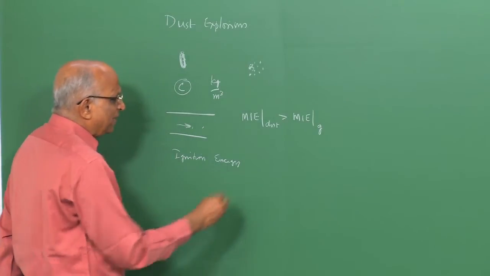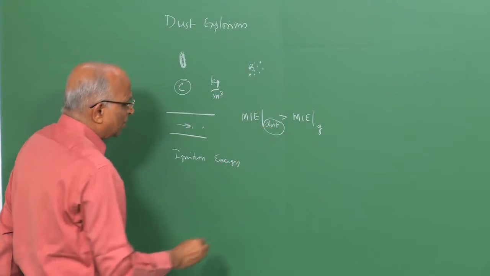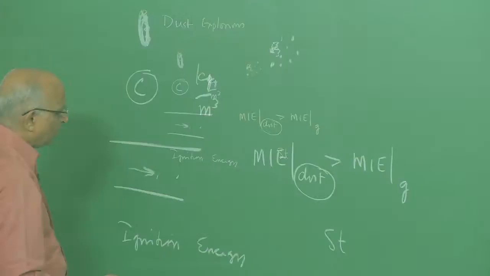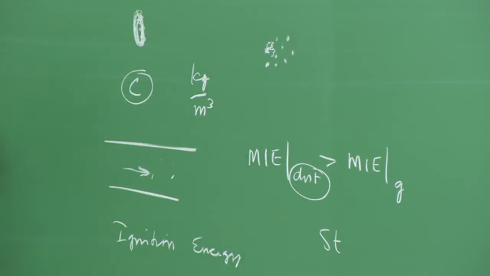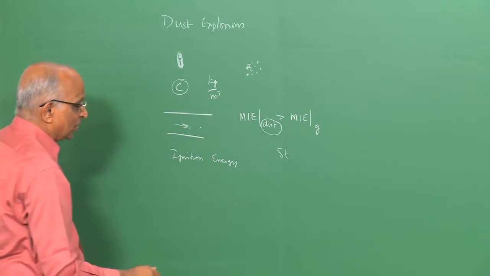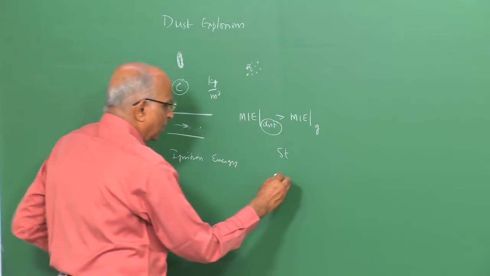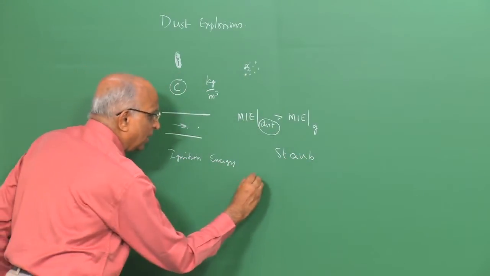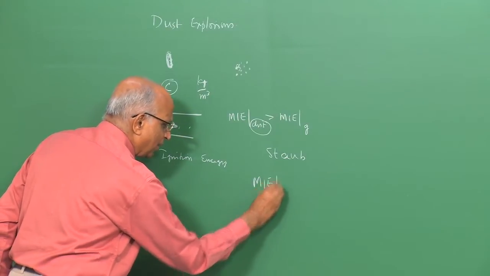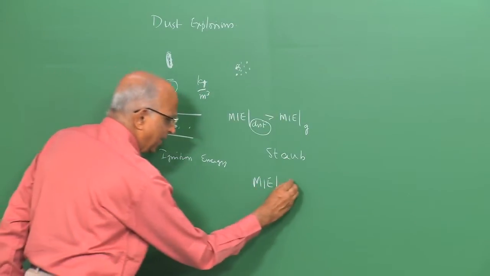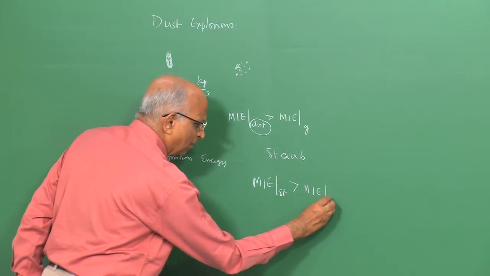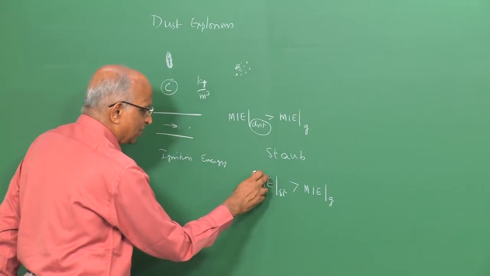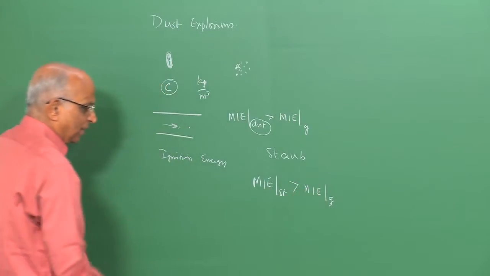Therefore, we say the minimum ignition energy of dust is expected to be greater than the minimum ignition energy of the gas. Dust is normally denoted by the symbol ST, because a lot of work on dust explosions happened in Germany, where they are pioneers, and dust in German is known as Staub, S-T-A-U-B. So the minimum ignition energy for a dust-air mixture is greater than for the same gas mixture.